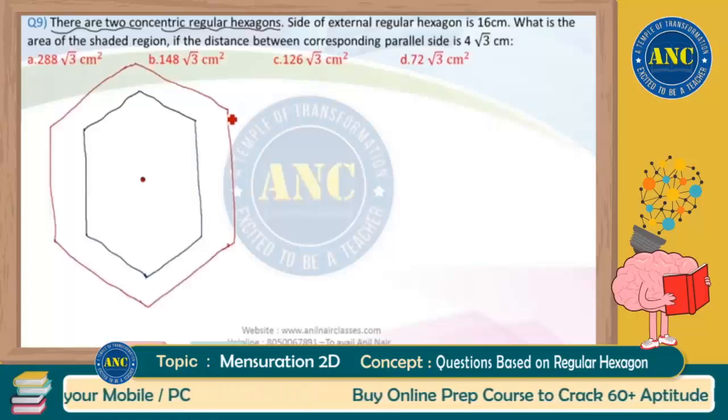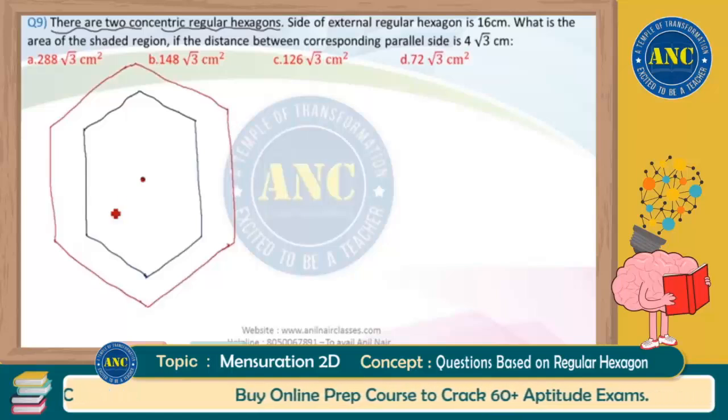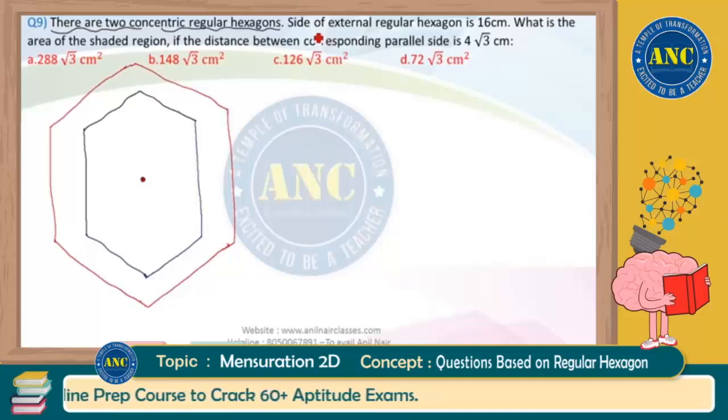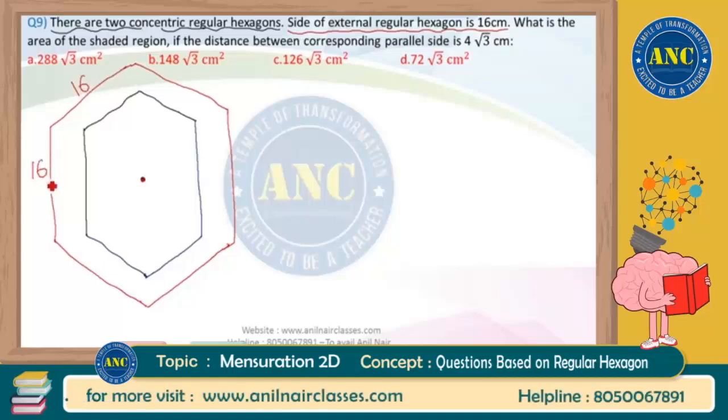Okay, these are the two regular hexagons. Diagram is given in the question actually, sir, but I deleted it, because I thought I will only write it. Read the next statement. Side of external regular hexagon is 16 centimeter. That means all the 6 sides of this external regular hexagon, brown color regular hexagon, is 16 centimeter. What is the area of the shaded region?